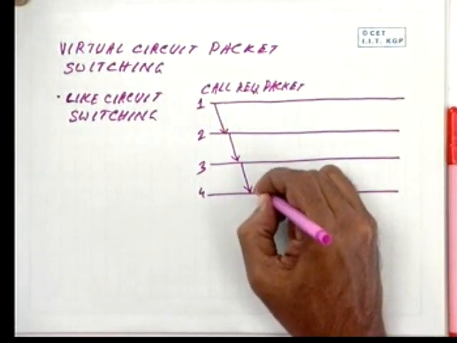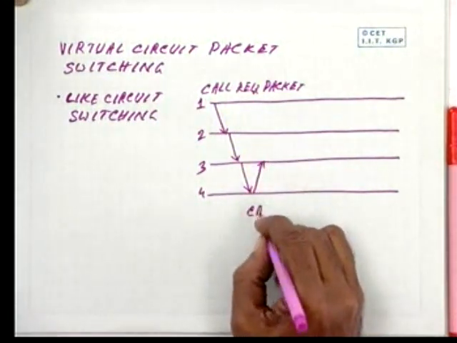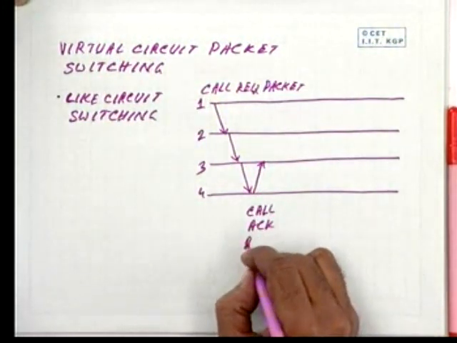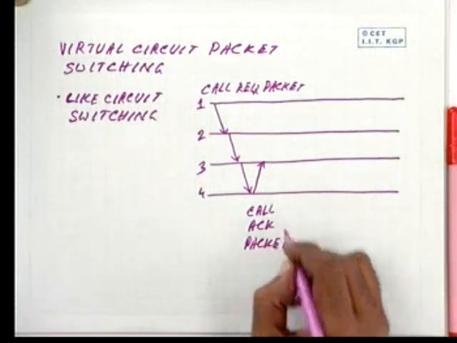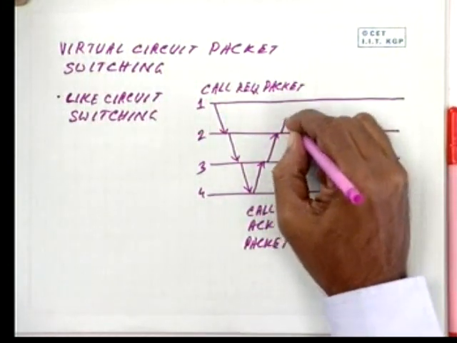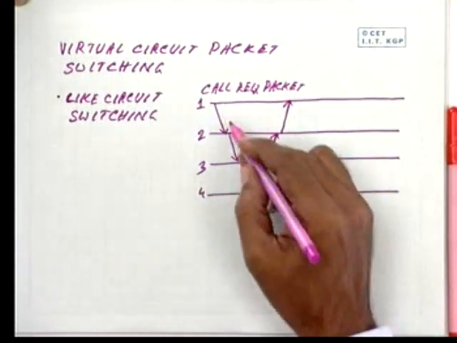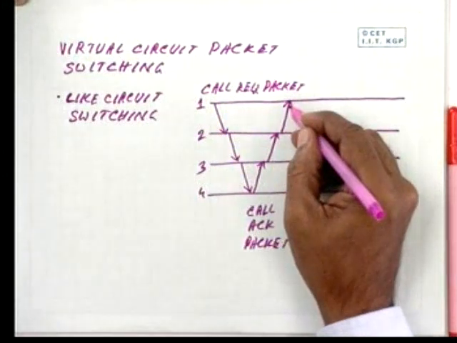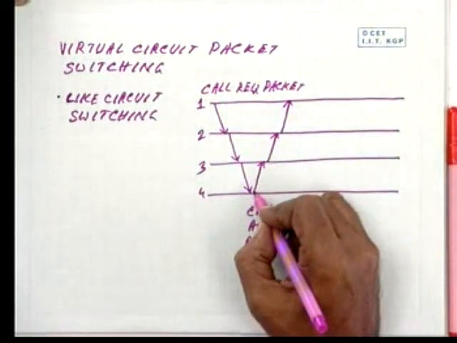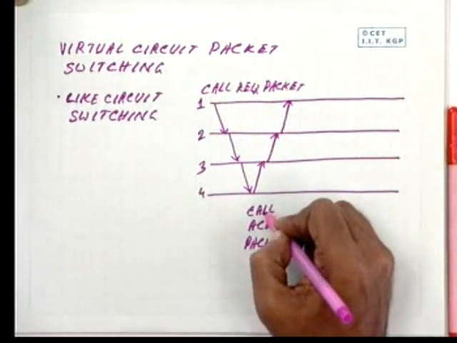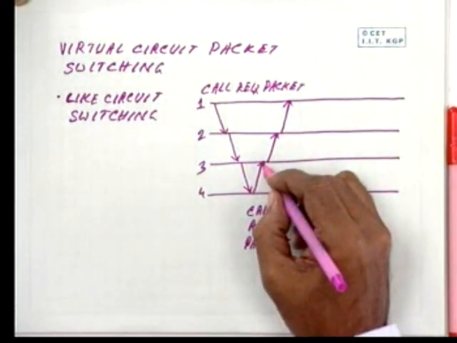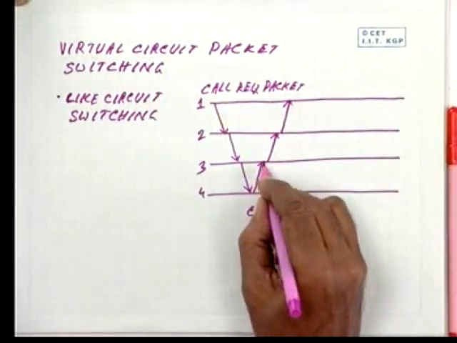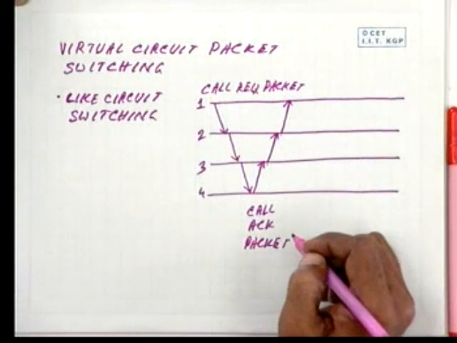In response, a call acknowledge packet will be sent from the other end, and a path is established. Here we see it is not really a dedicated link. Even in the return path, these are small packets known as call acknowledge packets, which are sent in the same basic approach of store and forward. That's why there is some delay in between, as you can notice.